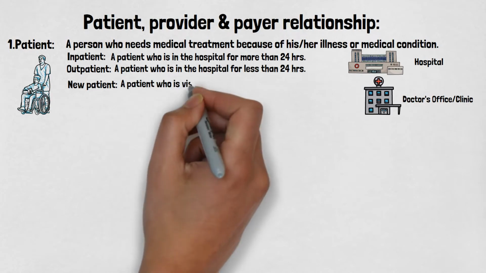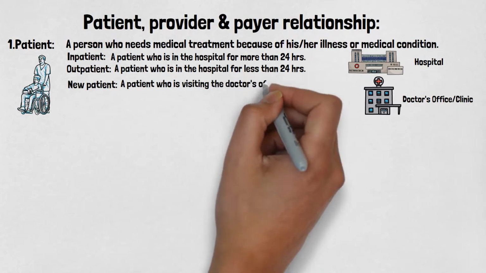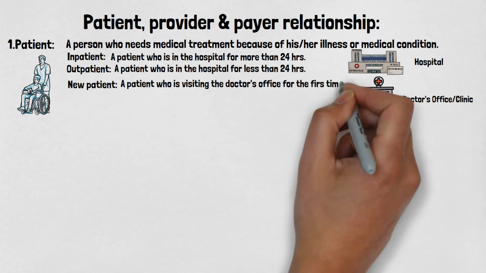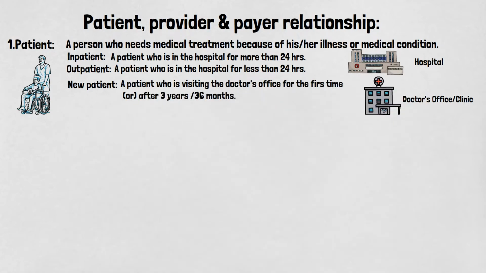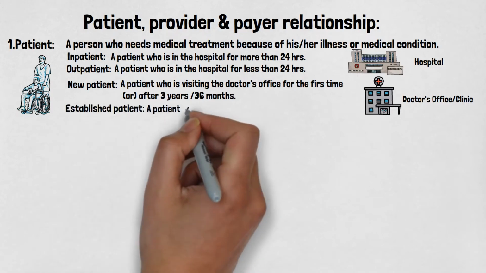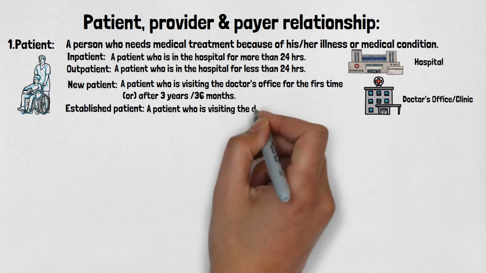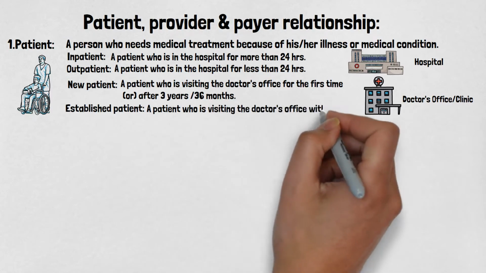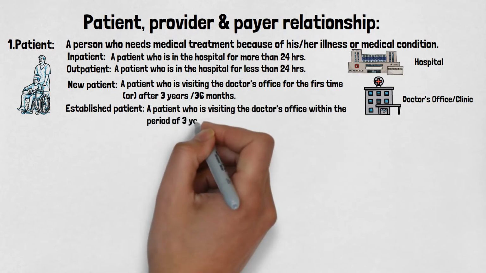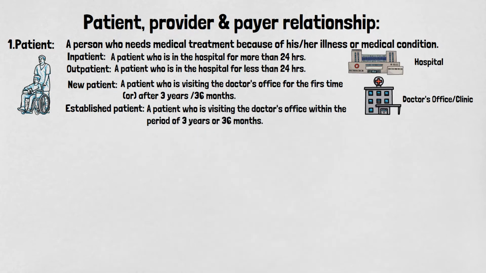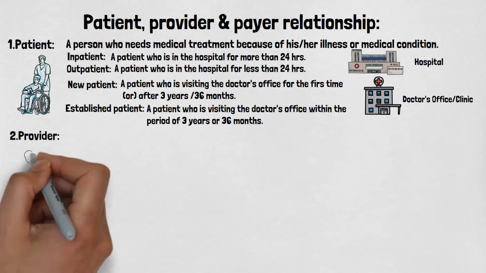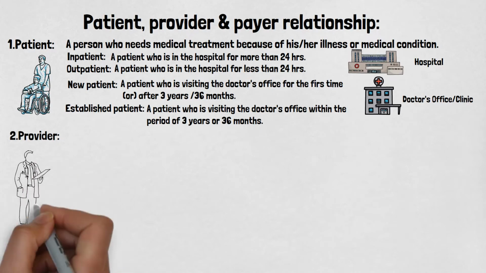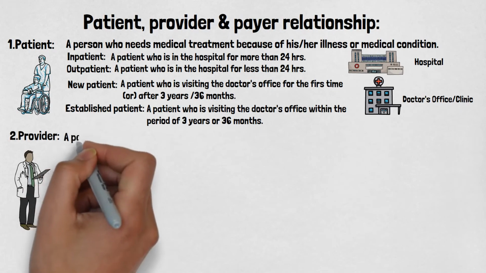Now, the second entity is the provider. A person who treats patients or a person who provides medical treatment is known as a provider or a doctor. In the US healthcare system, there are two types of providers. The first one is a primary care physician, also known as the PCP. A PCP is the first point of contact if any person needs medical attention.